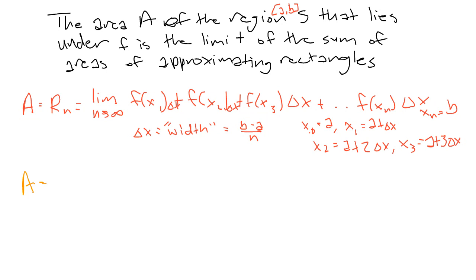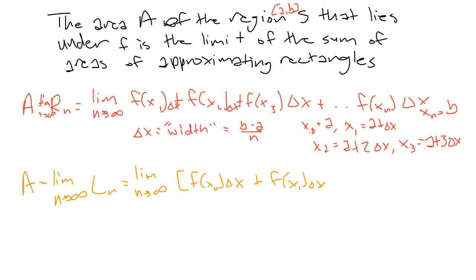We can also say that our area is equal to, actually, we take the limit of our sum as n approaches infinity for both of those. So the limit as n approaches infinity of the left side in this case is equal to the limit as n approaches infinity of f of x sub 0 delta x plus f of x sub 1 delta x plus f of x sub 2 delta x, and so on and so forth, until we hit plus f of x sub n minus 1 delta x.